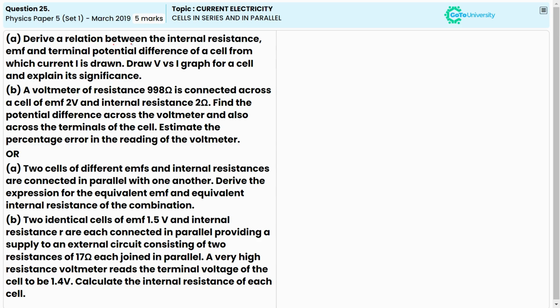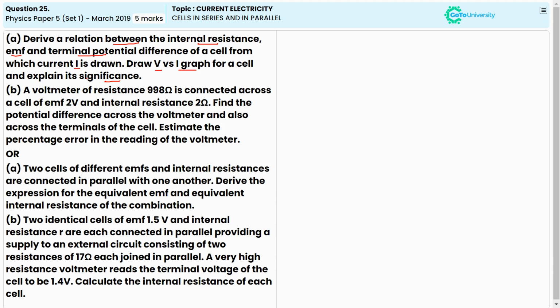Derive a relation between the internal resistance, EMF, and terminal potential difference of a cell from which current I is drawn. Draw the V versus I graph for a cell and explain its significance. Coming to the first part, the relation between the internal resistance, EMF, and the terminal potential difference.